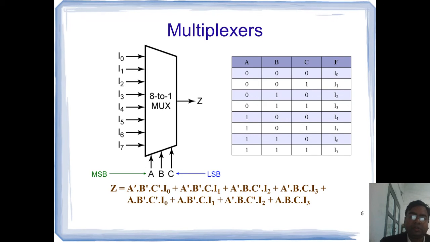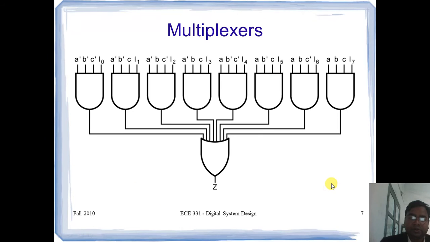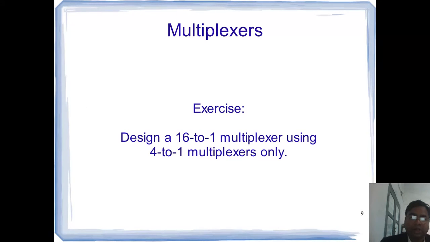Similarly, we have the 8:1 multiplexer, in which we have 3 select lines. I0 to I7 are the 8 input lines, with 3 select lines, and the selected input is passed on to the output line Z. This is the diagram for this.